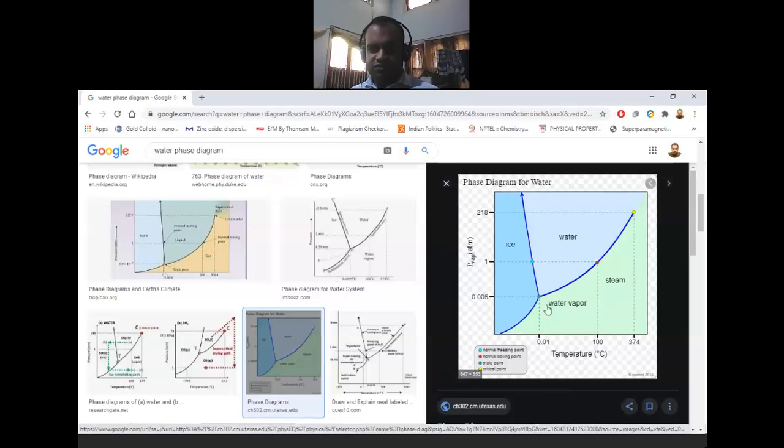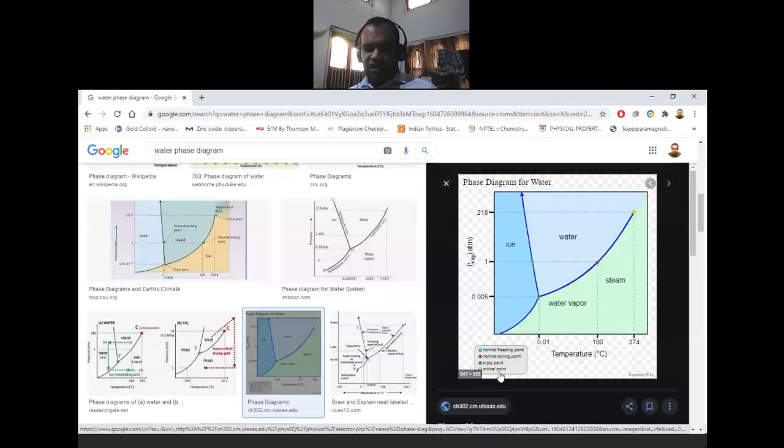Okay. So this green dot, you see it is written to be the triple point. Triple point means vapor, ice and water, they coexist at this point. Now this blue point is the normal freezing point, or it is almost 0 degrees Celsius. Here this is 0.01 degrees Celsius. That is the triple point, and the blue point is the normal freezing point.